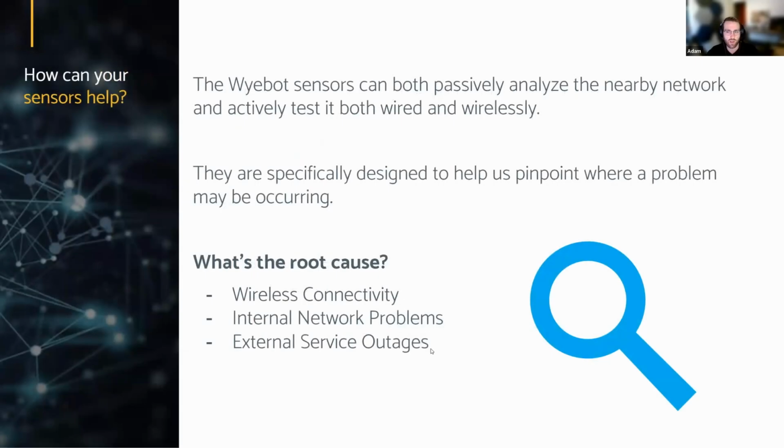How can your sensors help? Well, the Wyebot sensors both passively analyze the nearby network and actively test it over both wired and wireless. They're specifically designed to help us pinpoint where the problem may be occurring. Was the root cause wireless connectivity, internal network problems, or an external service outage? We don't know yet, and that's what the sensors are here to do.